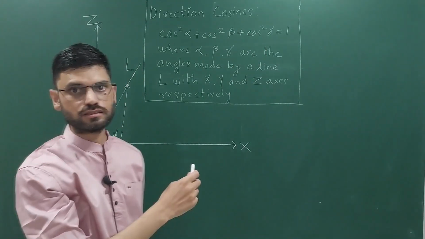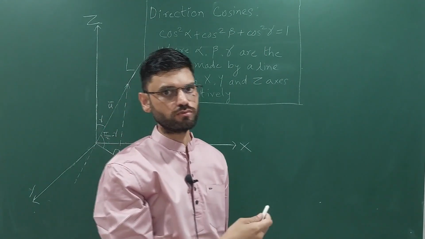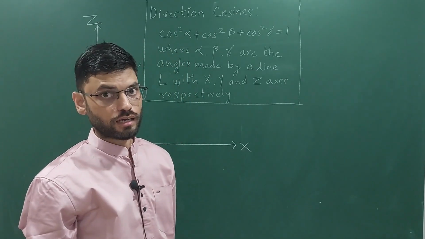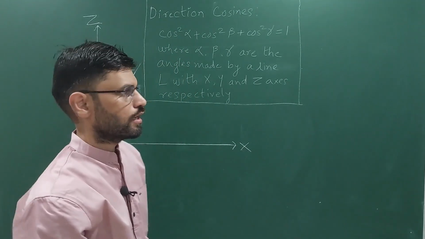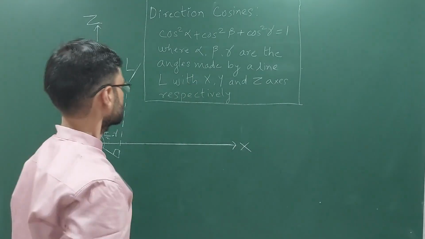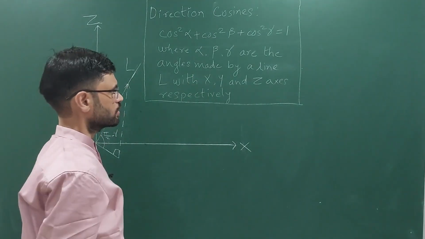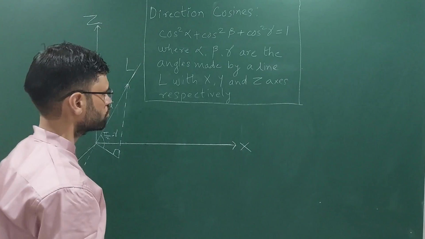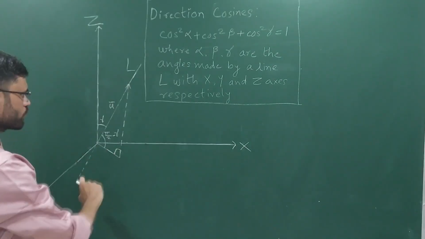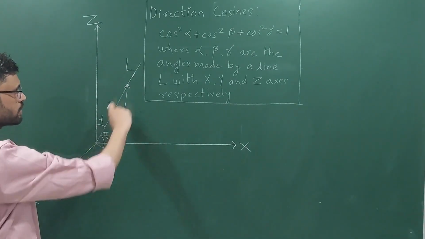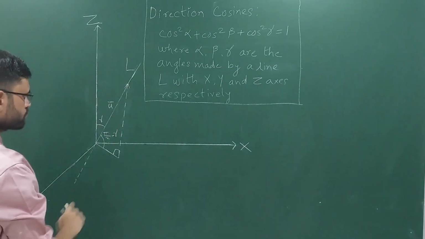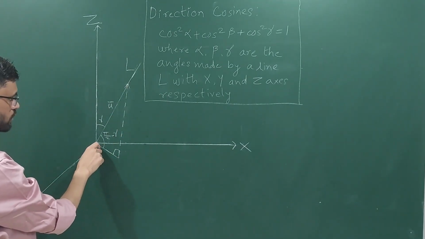We often read this in our books, but we generally don't ask how to prove this and why this is true. So let's take a peep into it. I have drawn here the diagram. Here L is the line that is passing through the origin.